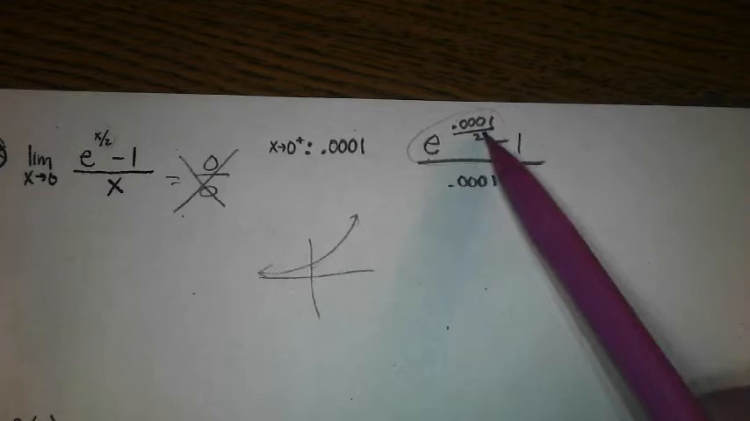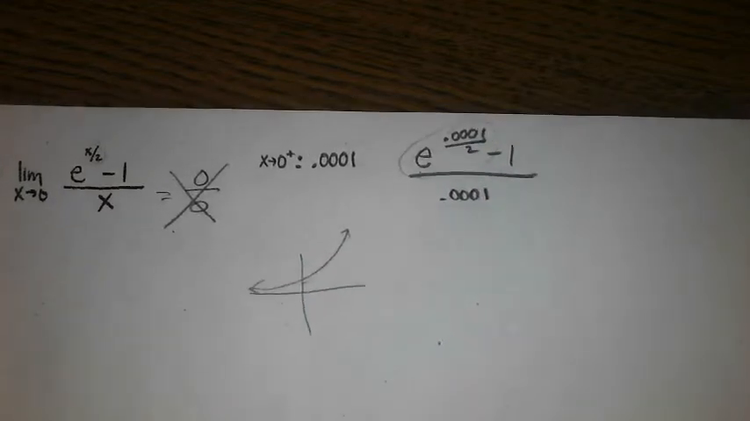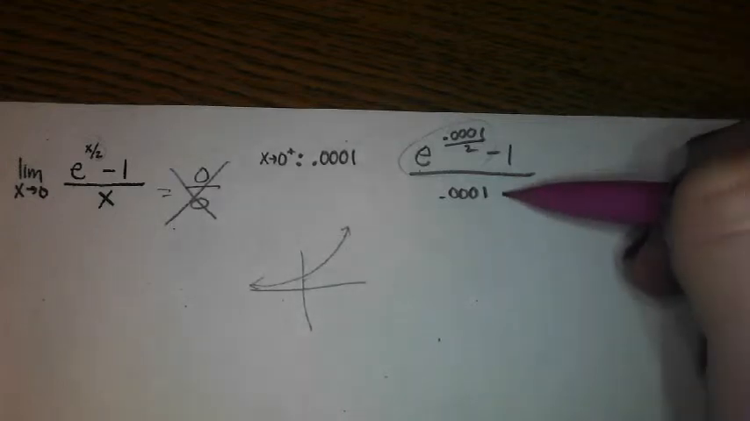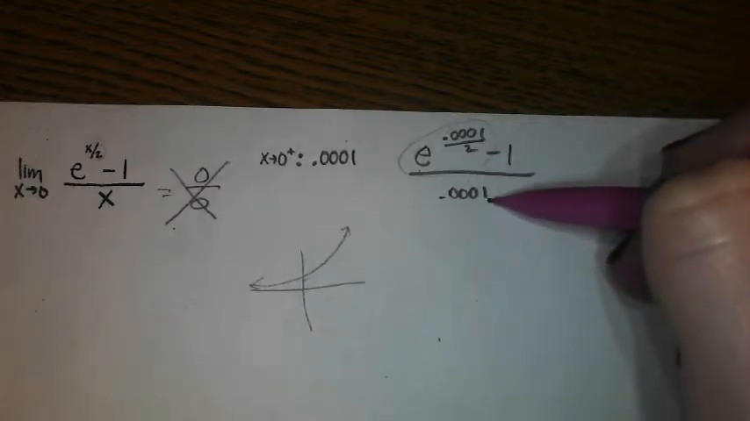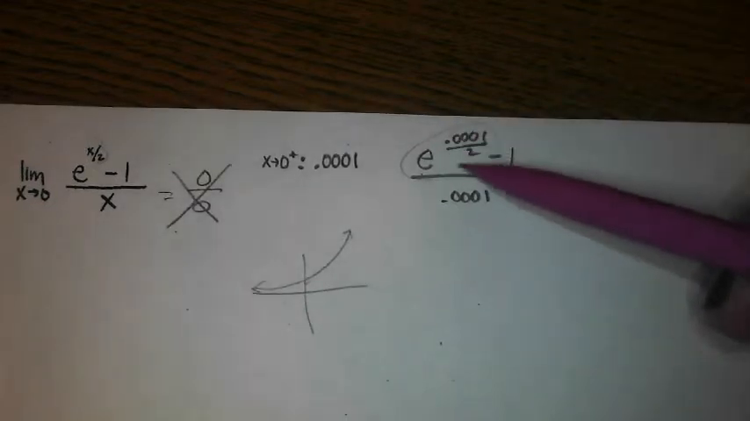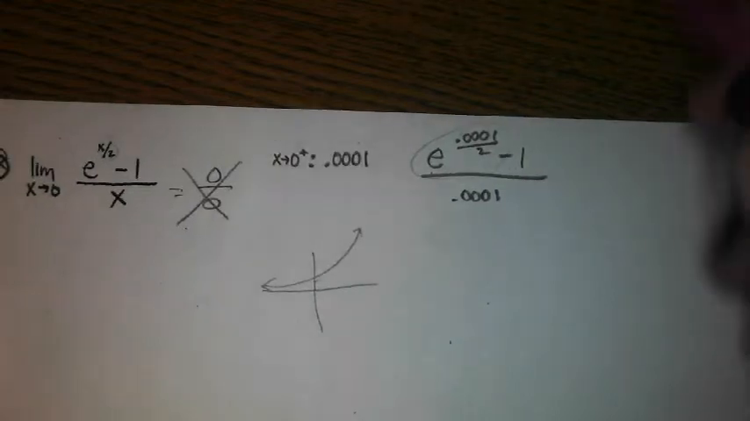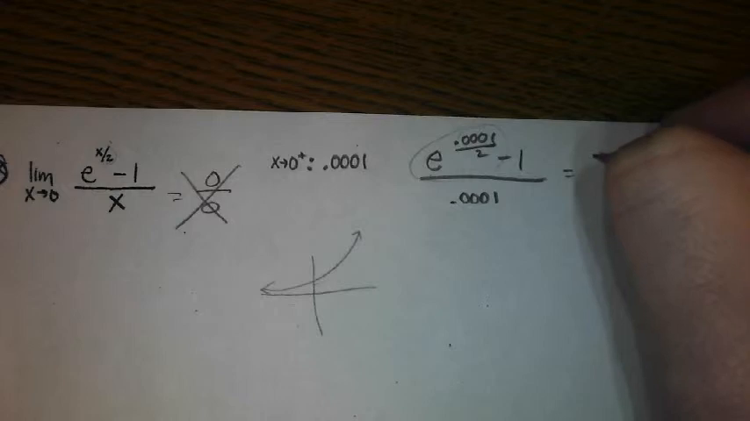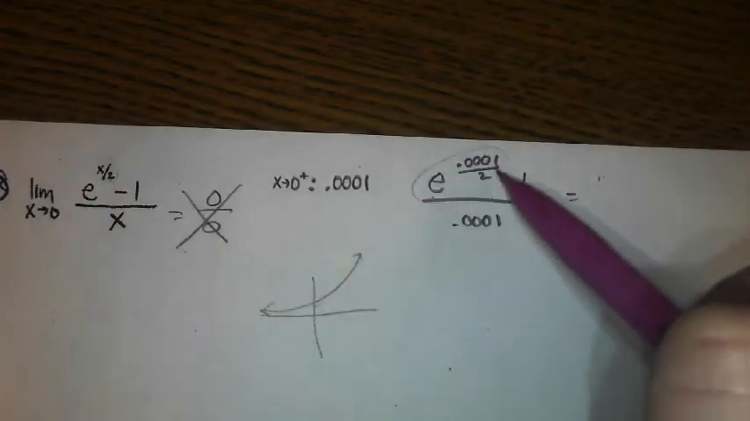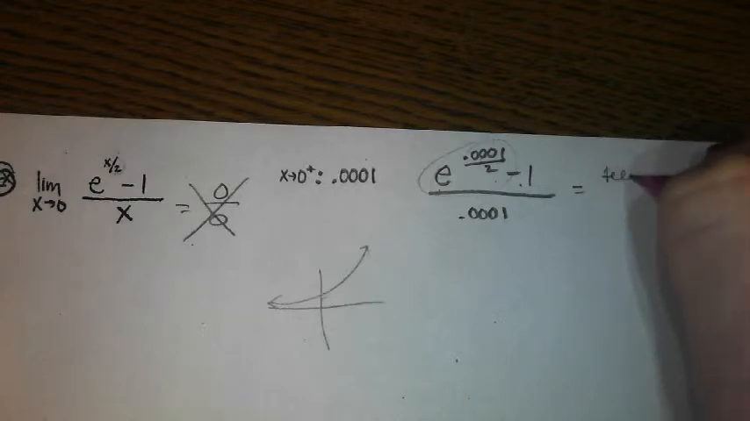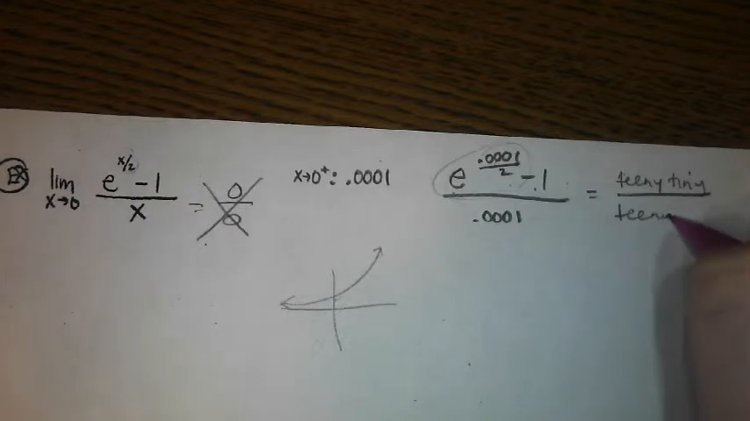This is definitely approaching 1, right? And 1 minus 1 would be 0, over 0.0001. So this is never actually going to be 0, but it's going to be teeny tiny. We're really close to 1. This is going to be really close to 1, but then when you subtract 1, this is going to be really close to 0. Teeny tiny over teeny tiny.